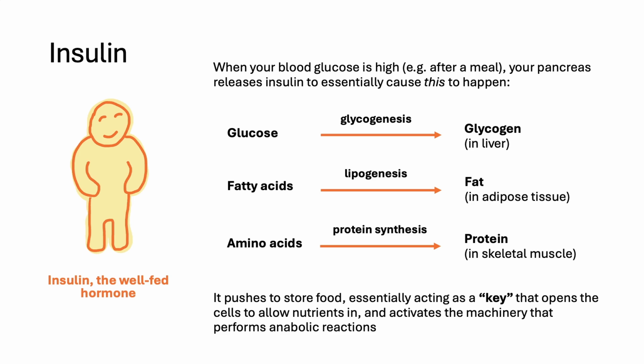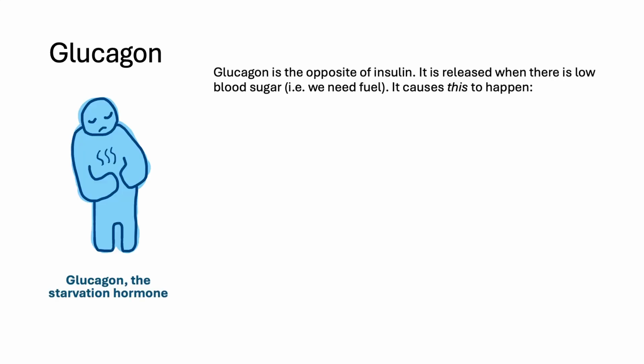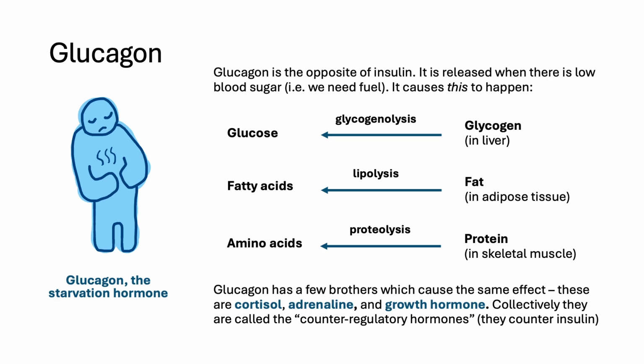So that's insulin. Glucagon is the opposite. Glucagon is the starvation hormone. So it's the opposite of insulin, and it releases when there is low blood sugar. So let's say you've slept for 10 hours, your blood sugar drops down because you haven't eaten for 10 hours. Your pancreas will sense that and it will release glucagon. And it causes all the catabolic reactions to happen. So glycogen starts breaking down into glucose, fat starts breaking down into fatty acids, and in dire circumstances, protein breaks down into amino acids.